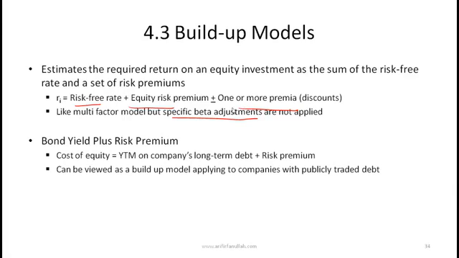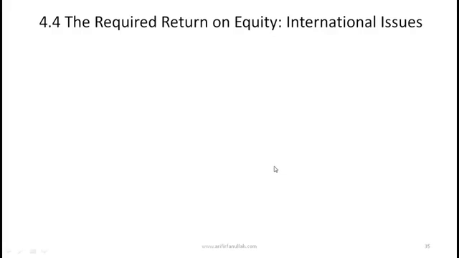The simplest kind of build-up model is one you might have seen before, for the cost of equity. If you recall, one way of coming up with the cost of equity for a given company is to look at the yield to maturity on the debt for that company and just add a risk premium to it. So this is your simplest kind of build-up model.